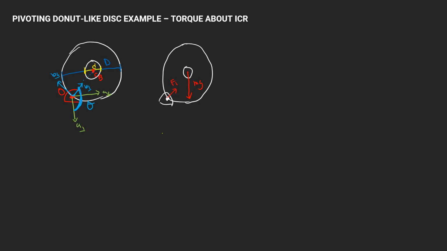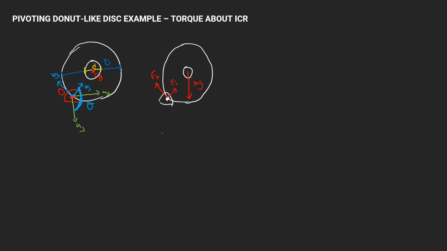And we're going to assume that this rotation is not frictionless. So actually I'm going to put F2 here. And so these are the forces that are acting upon the rigid body. And in this example video, I'm going to show you how to use the torque equation about the instantaneous center of rotation in order to get the equation of motion for this rigid body here.